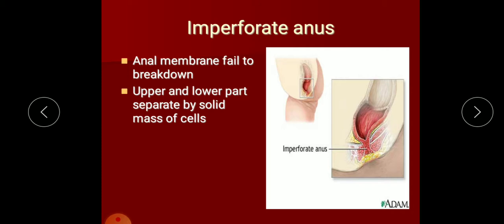Do you remember? I told you when the anal membrane fails to break down, that creates the imperforate anus. There are different varieties of imperforate anus. One is a simple variety where the anal membrane alone failed to break down. Put an incision, a minor surgery, and you will be able to correct it. But there are certain cases where the upper and lower parts are separated by a solid mass of cells. So depending upon the extent, different varieties of imperforate anus can be described.